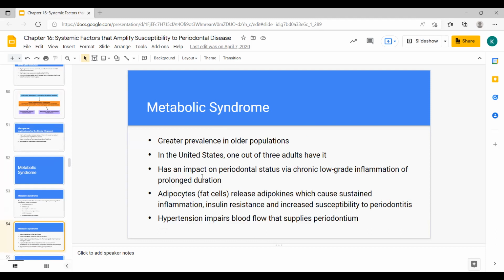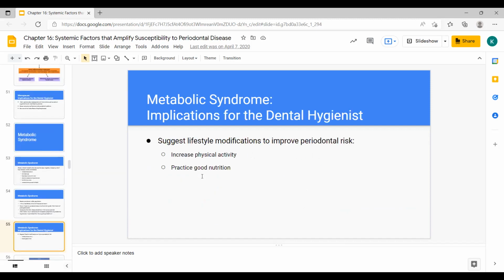In the United States, 1 out of 3 adults has metabolic syndrome. It has an impact on periodontal status via chronic low-grade inflammation for a prolonged duration. Adipocytes, or fat cells, release adipokines, which cause sustained inflammation, insulin resistance, and increased susceptibility to periodontitis. And hypertension impairs blood flow that supplies the periodontium.